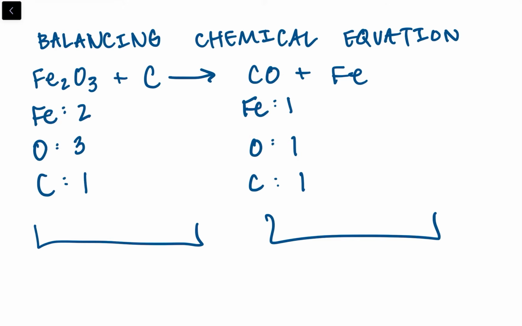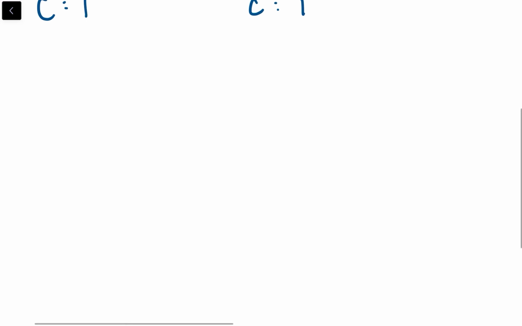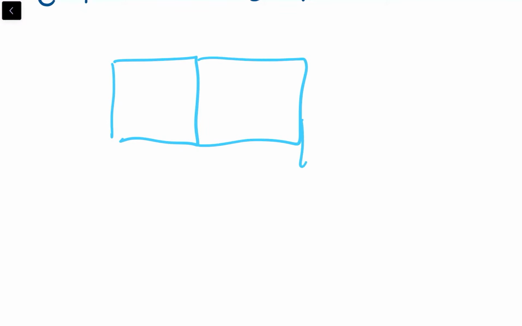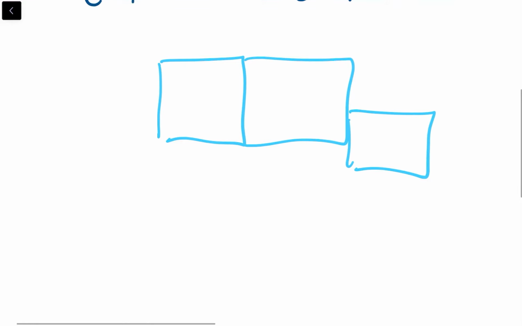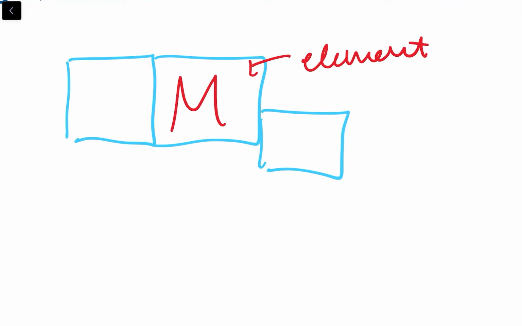So what do we do? We balance this equation, and when we balance this, we manipulate the coefficients. Now, before we begin to do that, we need to get a proper understanding of what a coefficient, what an element, and what a subscript is, and what we can or can't change. So this is the element, or let's give it variables, right? So right here we have the element. Let's just call it M. M is the element. You do not get to change this. Do not change this. The subscript is S.